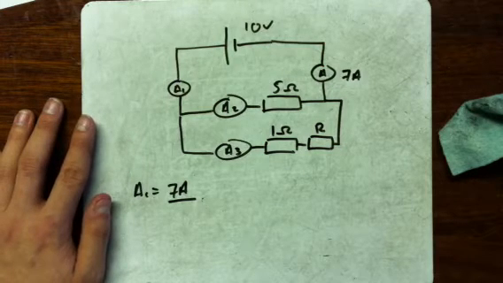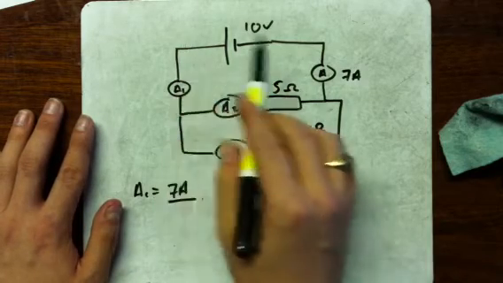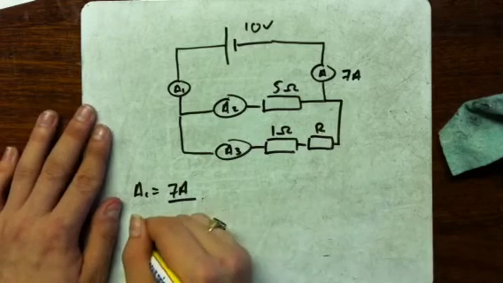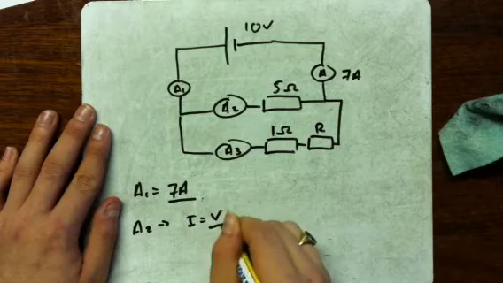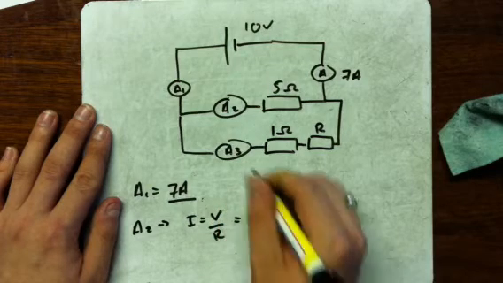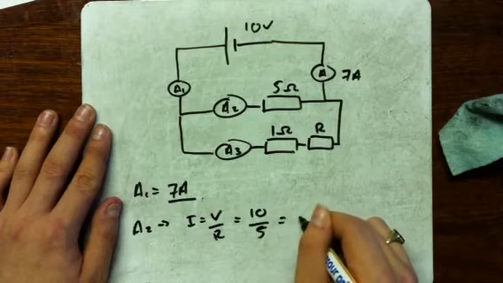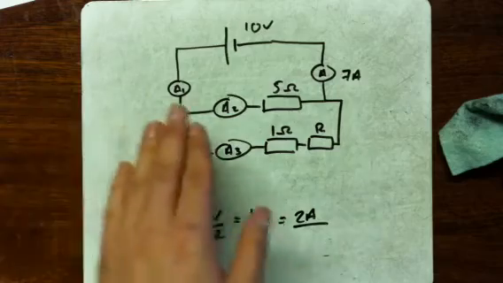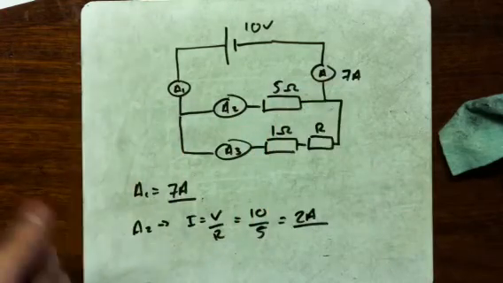The next part is to find A2. Well, going back to what we said before, the potential difference across the cell is the same as the potential difference across each branch. So to find A2, we're going to be doing I equals V over R equals 10 over 5 equals 2 amps. Okay then, now you've got A1 and A2, or now you've got A2 and this original value we were given here, same difference.